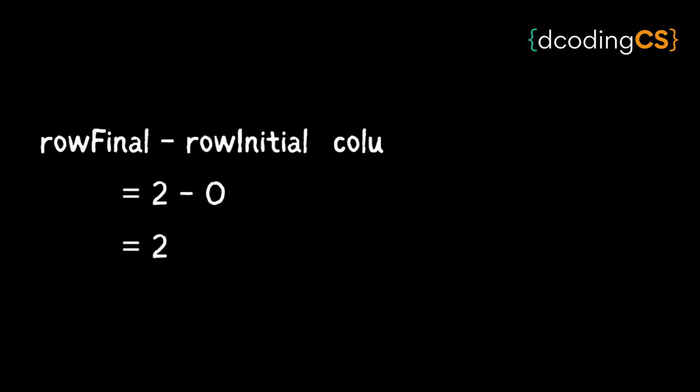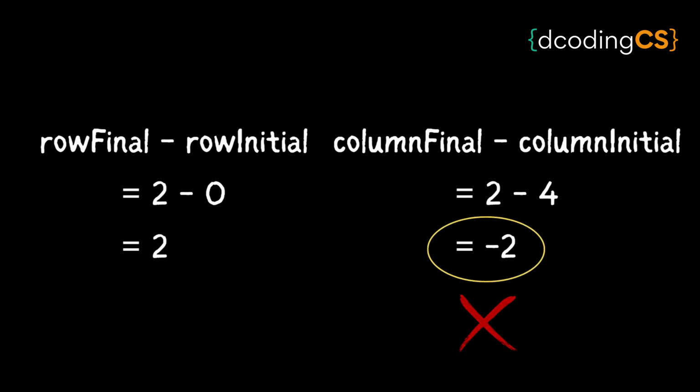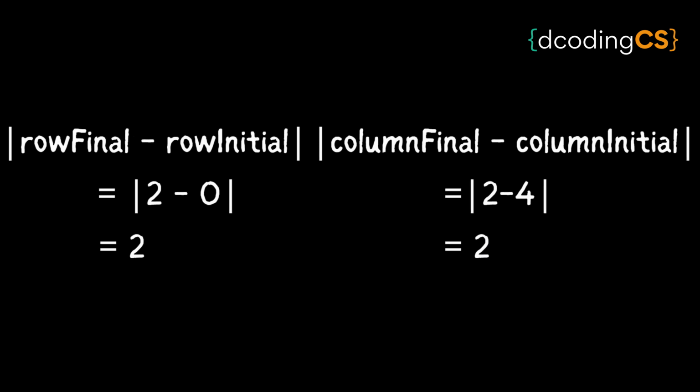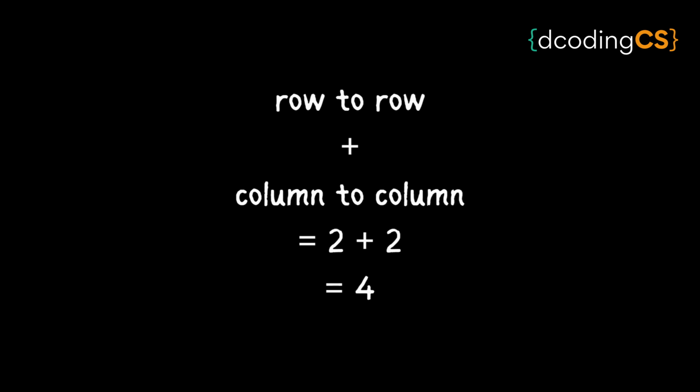Similarly, if we subtract the initial column number from the final column number, we obtain the column to column distance. But wait, the distance can be negative, so we put a modulus here. That means we calculate the absolute value. Now, if we add up the row to row distance and the column to column distance, the sum is 4, which is the answer in this case. So we can just determine the row to row distance and column to column distance and add them up to get the number of moves we need to convert a matrix to a beautiful matrix.